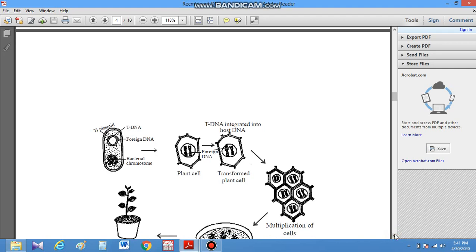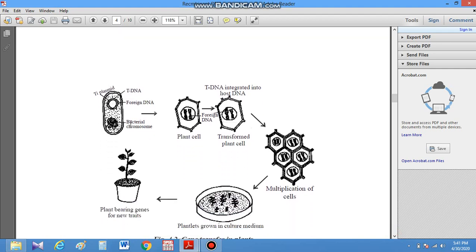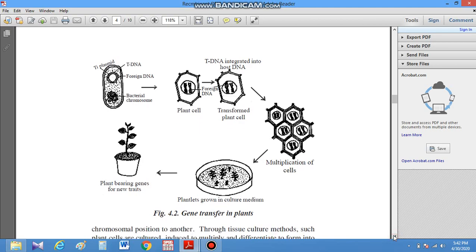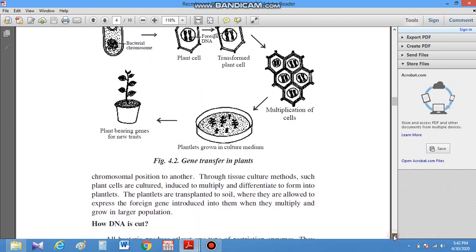We can understand this by the figure. In this Agrobacterium tumefaciens, the Ti plasmid is present along with the foreign DNA. During infection, this content is transferred, and the recombinant DNA content is also transferred to the plant cell. In the plant cell, after multiplication, multiple copies of cells are produced, and with the help of tissue culture technique we can get multiple plantlets which bear the new traits. In this way we can produce transgenic plants by transferring genes through Agrobacterium tumefaciens.